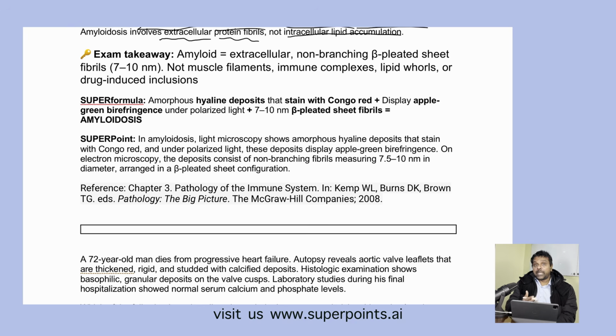So, what is the key exam takeaway? The key exam takeaway is amyloid is extracellular, non-branching, beta-pleated sheet fibrils, not muscle filaments, immune complexes, lipid whorls, or drug-induced inclusions. So they would want you to know about the pathogenesis of amyloidosis. It's not about intracellular deposits, muscle filaments, immune complexes, lipid whorls or drug-induced inclusions. This is about extracellular, non-branching, beta-pleated sheet fibrils accumulating in different organs of the body and causing different disorders based on the site of deposition.